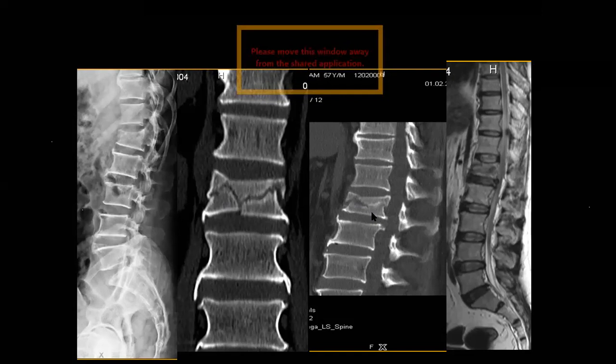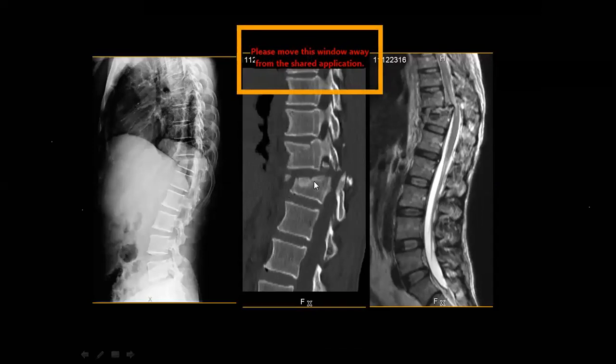Third, here is a fracture dislocation. So dislocation means it is moved from its original location. Can you see that? 5, 4, 3, 2, 1, 12, 11, 12. T11, T12, there is complete dislocation. Can you see the facet joints here?